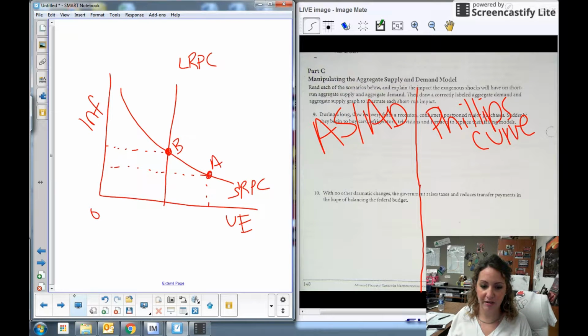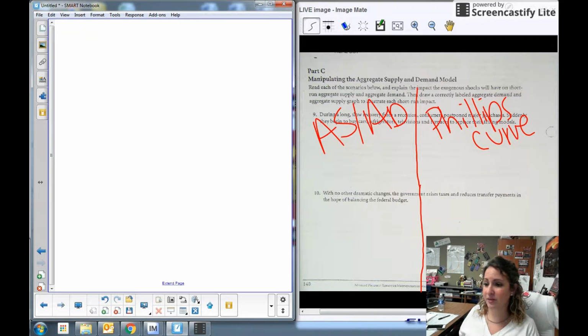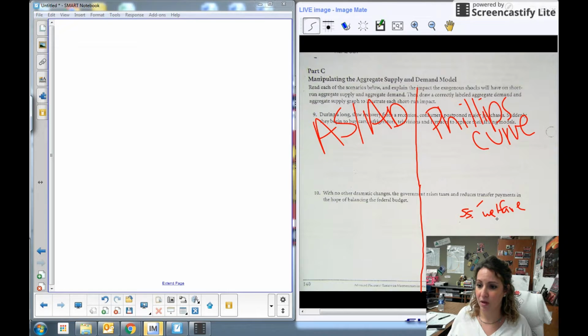Okay, question number 10. With no other dramatic changes, the government raises taxes, reduces transfer payments. So remember, transfer payments is like Social Security, welfare, unemployment benefits, stuff like that. So they're reducing payments to people, but they're also raising taxes. So not only are they giving people less money to spend, they're raising taxes on the money that they actually have, which means people have less money to spend and spending is going to go down. Consumption is going to go down.